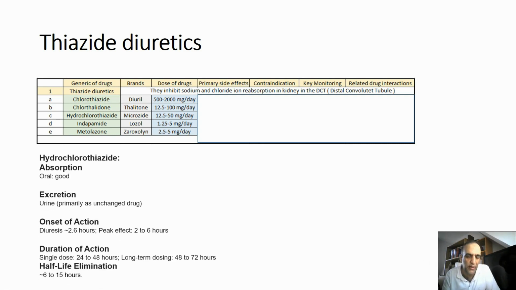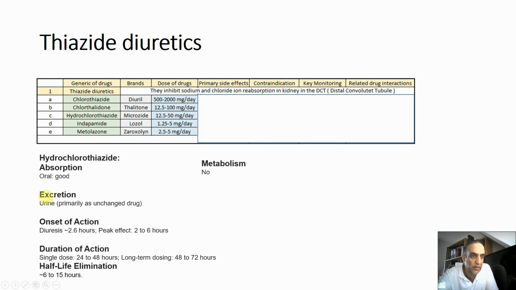The third drug is hydrochlorothiazide. Hydrochlorothiazide is structurally closer to chlorothiazide, but it is more polar, and its oral absorption is good. Onset of action is slower, around 2 hours, and the peak can be between 2 and 6 hours. But elimination is slow, 24 to 48 hours with a single dose, and a little more with long-term use. The half-life elimination is between 6 to 15 hours.